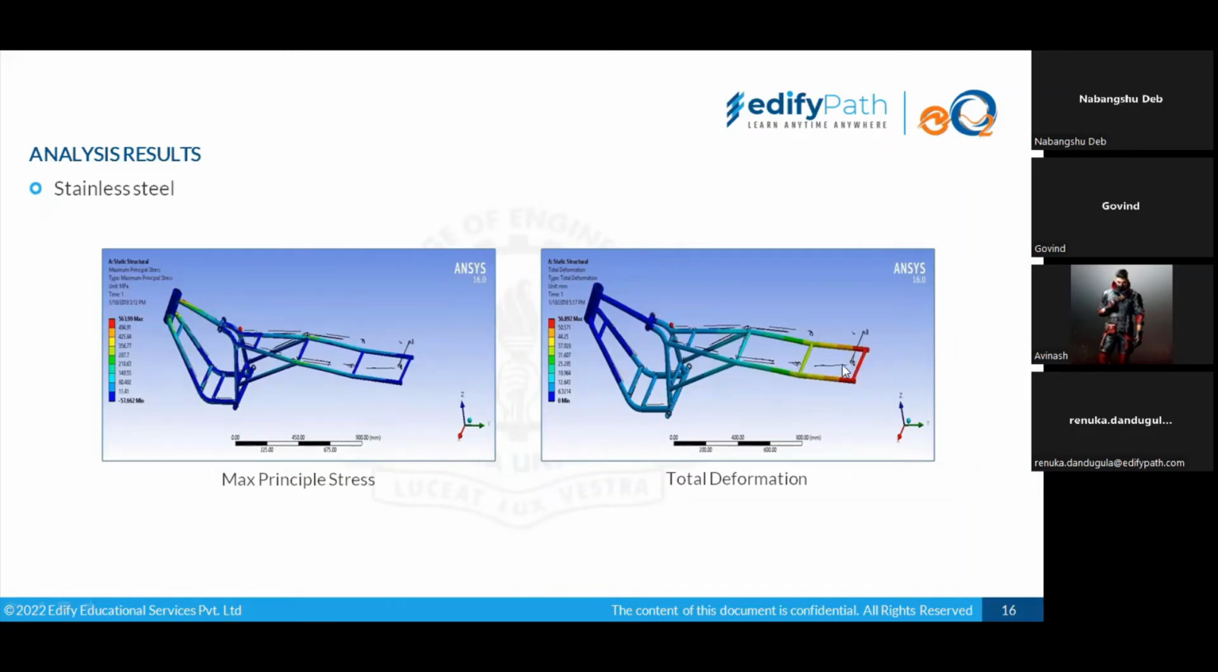So you could see that the farther you go from the end point of the chassis, or where the driver and the pillion would be sitting, this portion deforms the last. But these portions, either the dark blue or the blue that we are seeing, start deforming the fastest. So these are the results when we analyze on stainless steel.